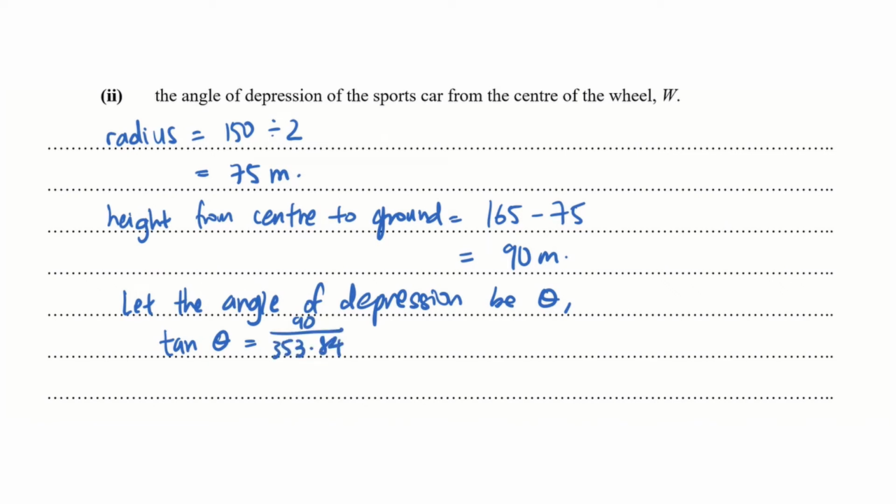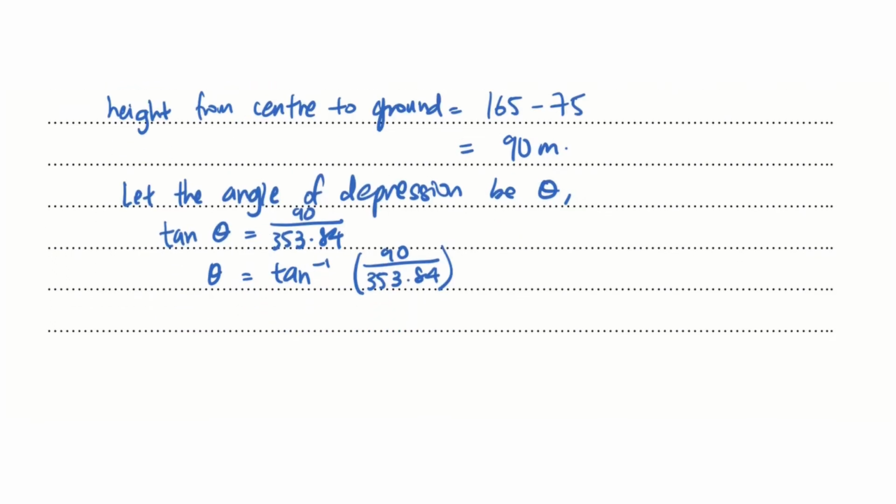Okay, so keying that into our calculator, you may go and find out what is the value of this ratio first. Or else you can go and take tangent inverse to find out what is the value for theta. And that will give us the final answer to be 14.270 degrees, or 14.3 degrees to one decimal place.